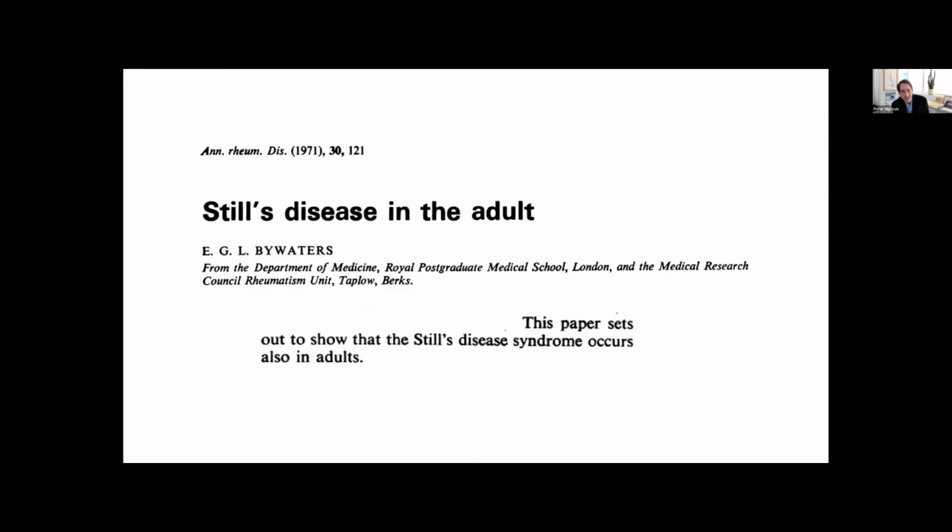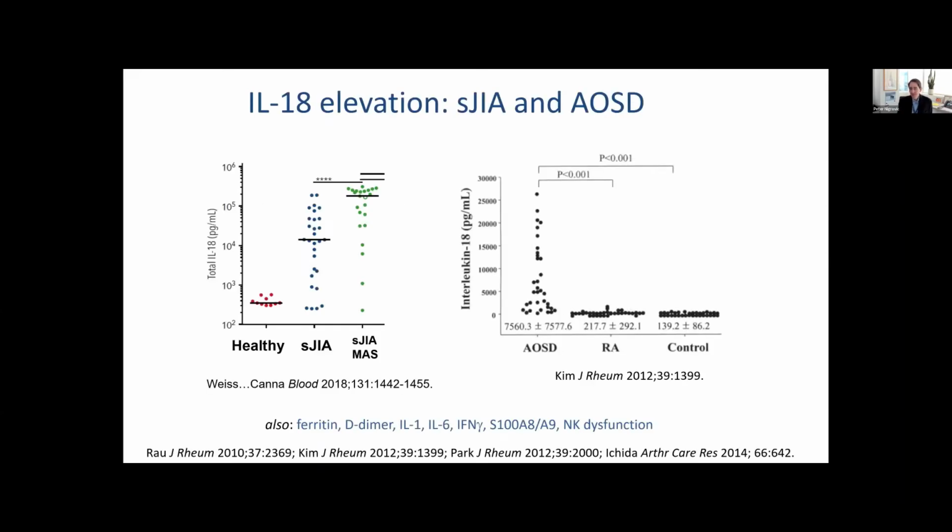We should recognize that. That's particularly true when we think about the Still's phenotype, where Eric Bywaters, when he first described it, explicitly says that this paper goes on to show that Still's disease syndrome occurs in adults. That is, the point was to say that it's the same syndrome. Now, is that true? One can say it and believe it, but are there data to say that they're actually the same syndrome across age?